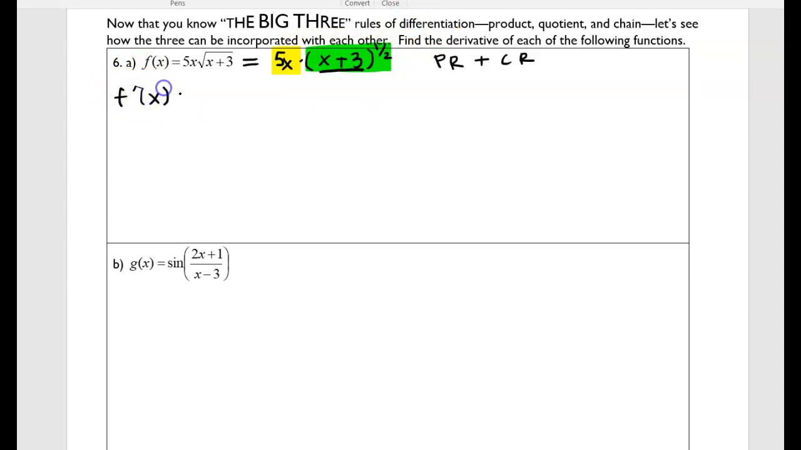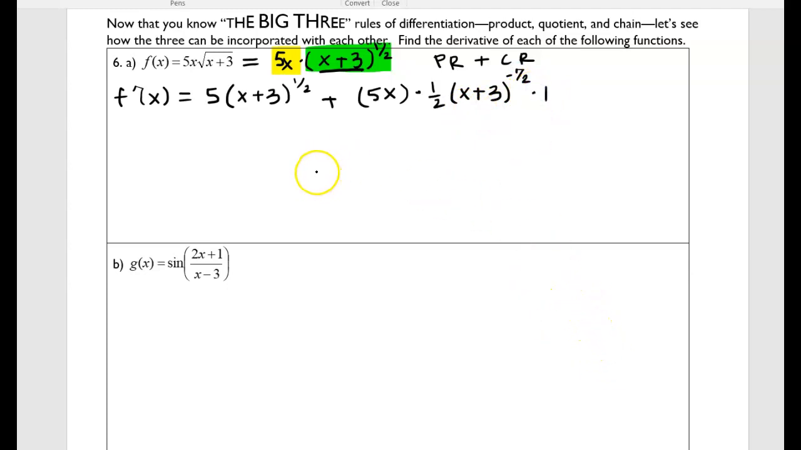So f prime of x, I'm going to take the derivative of 5x first. That's 5 times x plus 3 to the 1/2. Leave the second part the same. Plus the first part, 5x, times the derivative of the second part. And this is where I'm going to use chain rule. 1/2 times x plus 3 to the negative 1/2 times the derivative of the inside. The derivative of x plus 3 is just 1.